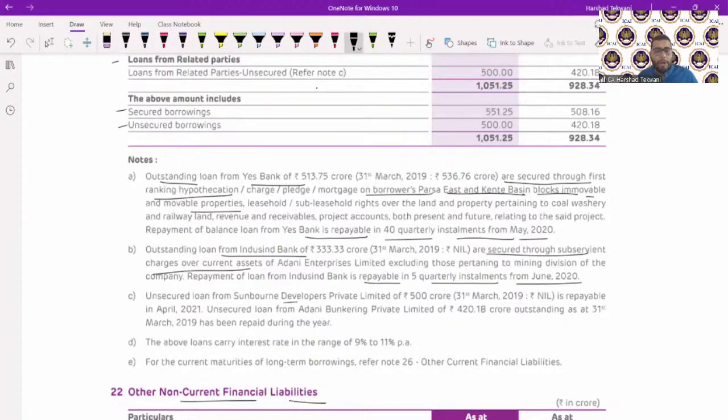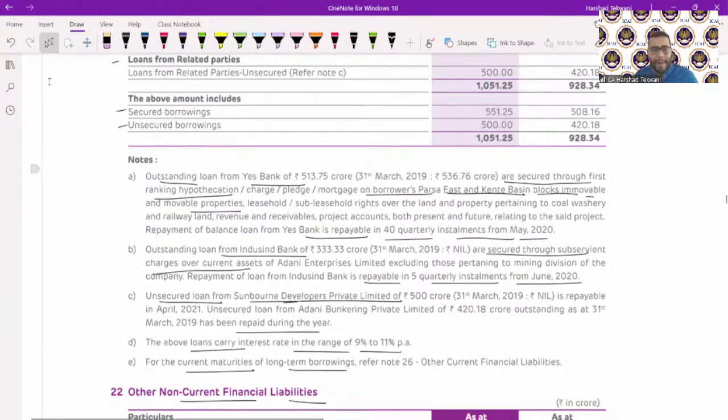Again, Sunborn Developers Private Limited loan is an unsecured loan. It's not secured, it's unsecured. Okay, and it is repaid during the year. The above loans carry interest ranging from 9 to 11%. Current maturities of long-term borrowings are referred to somewhere else, so they are given below. So this is how disclosure is made in line with the requirement.